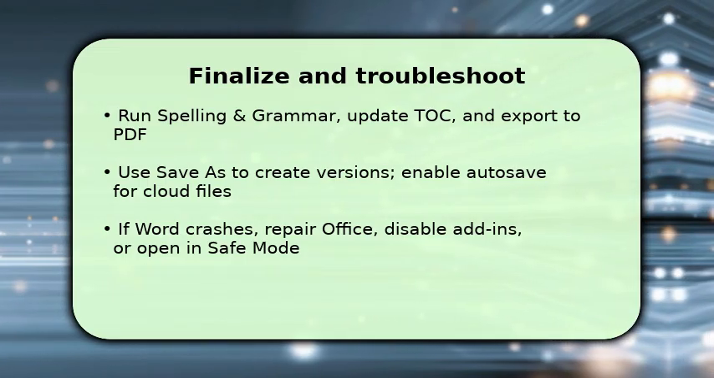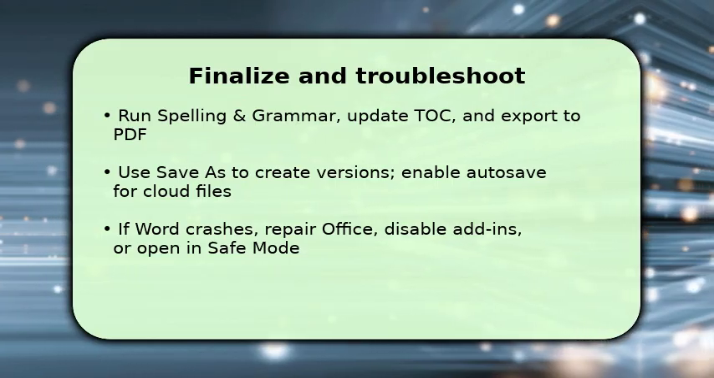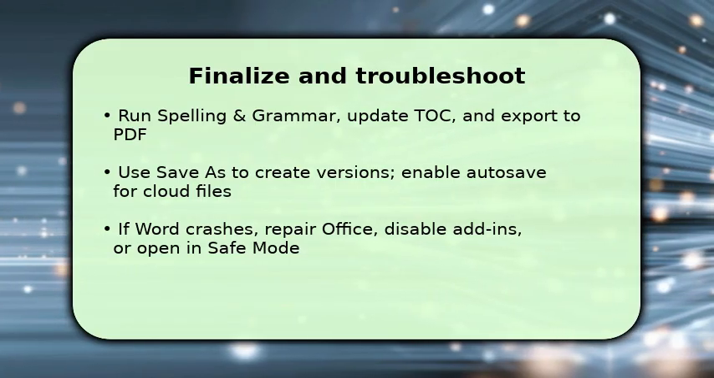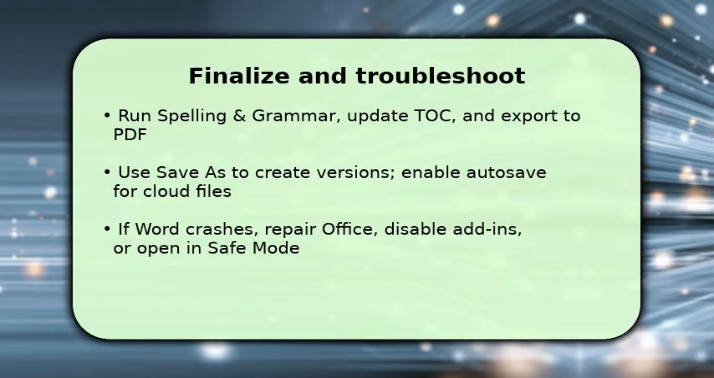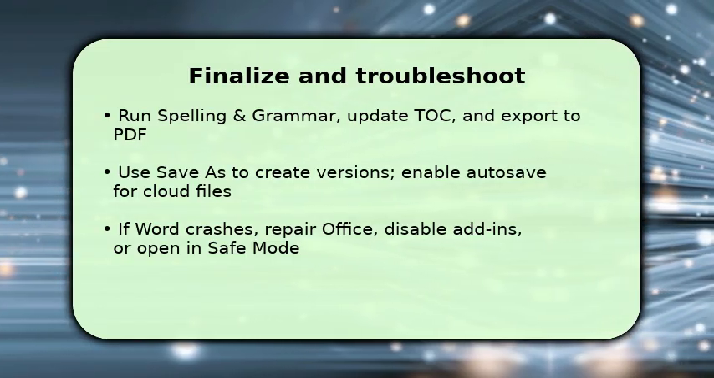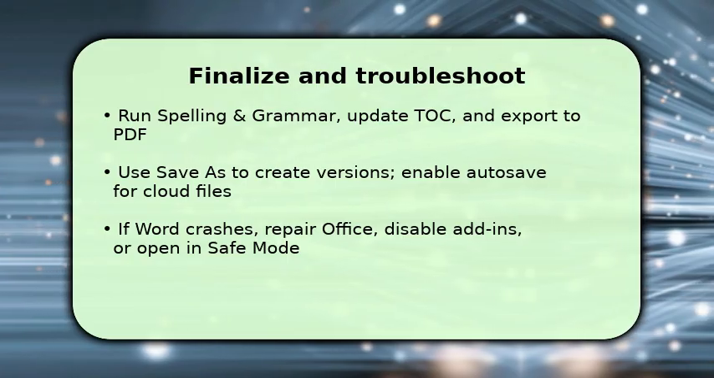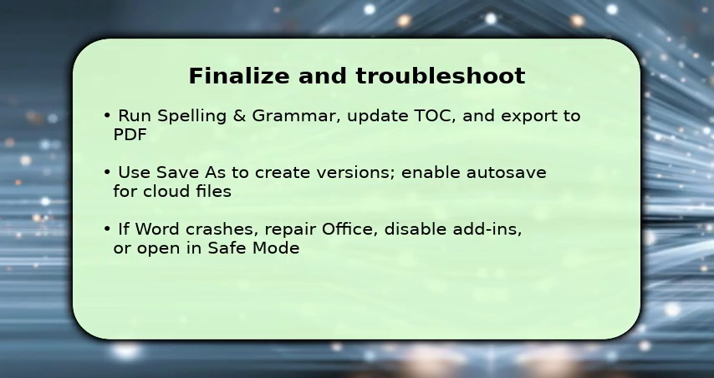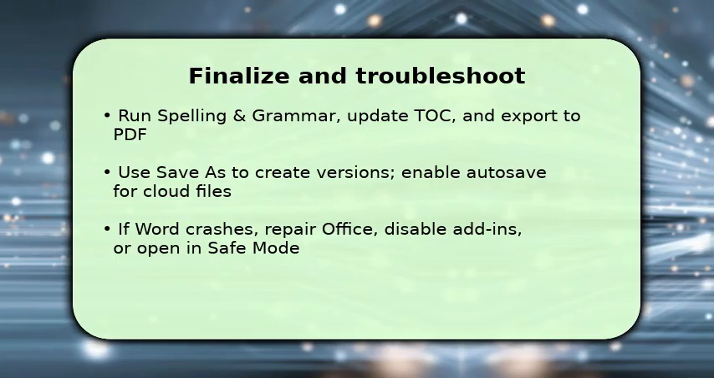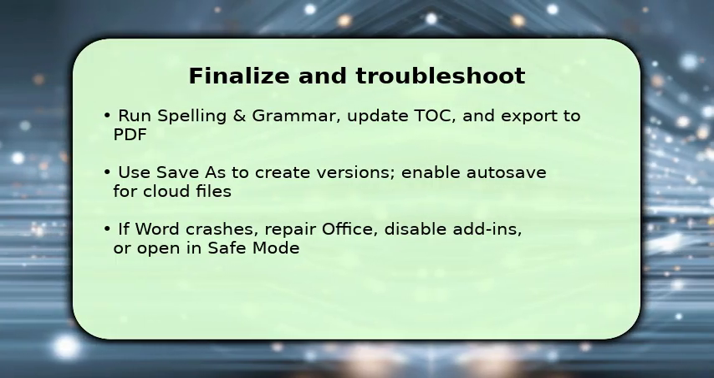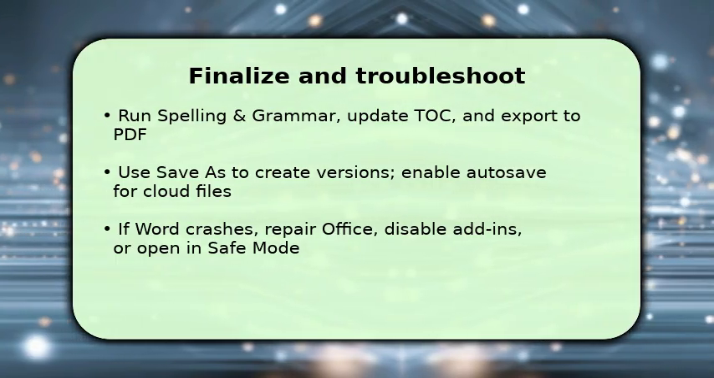Once complete, use Save As to create a version copy and enable auto-save for files stored on OneDrive so you can revert if necessary. If Word crashes, try repairing Office from Settings, disable third-party add-ins, or start Word in safe mode to isolate the issue. This typically restores stability without losing your work.